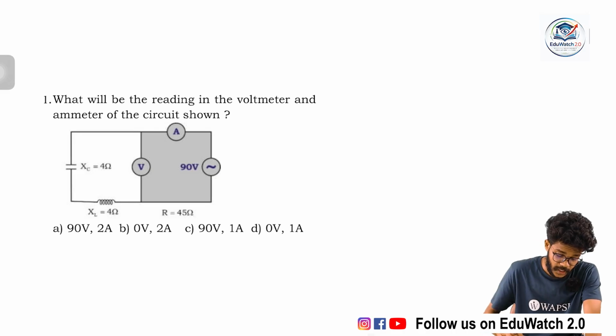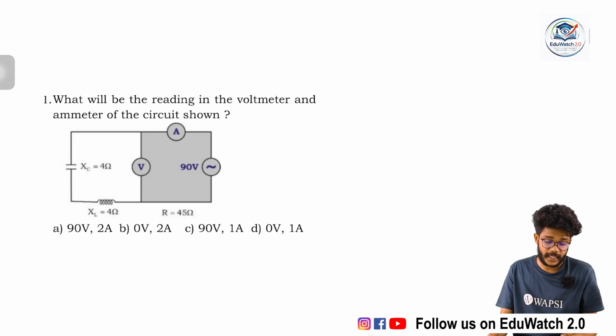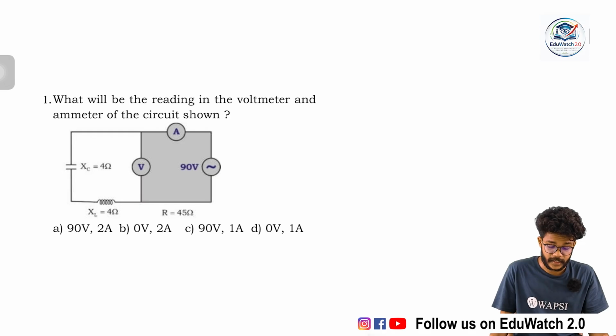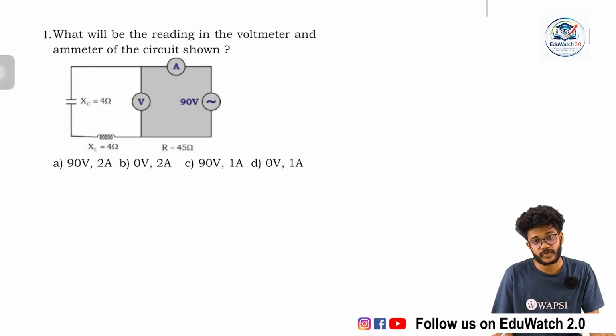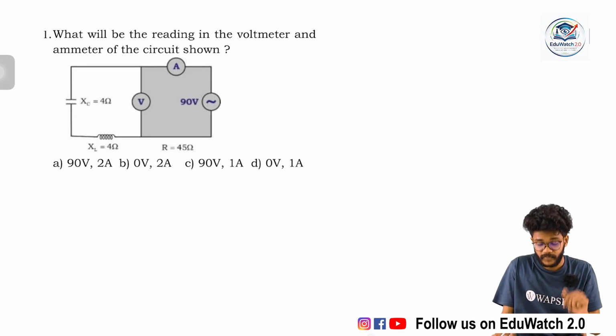So the first question is, what will be the reading in the voltmeter and ammeter of the circuit shown? Here you can see a circuit and options are given, and we have to find the voltage and the current which is passing through this voltmeter and the ammeter. Actually, we can redraw the circuit into another structure.